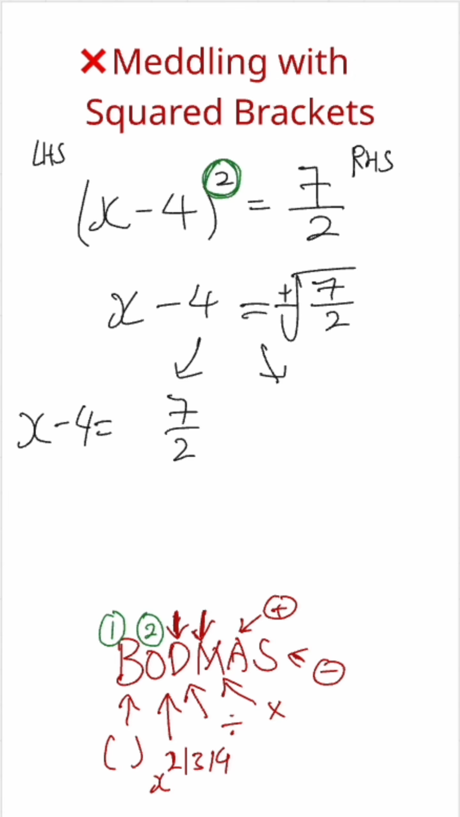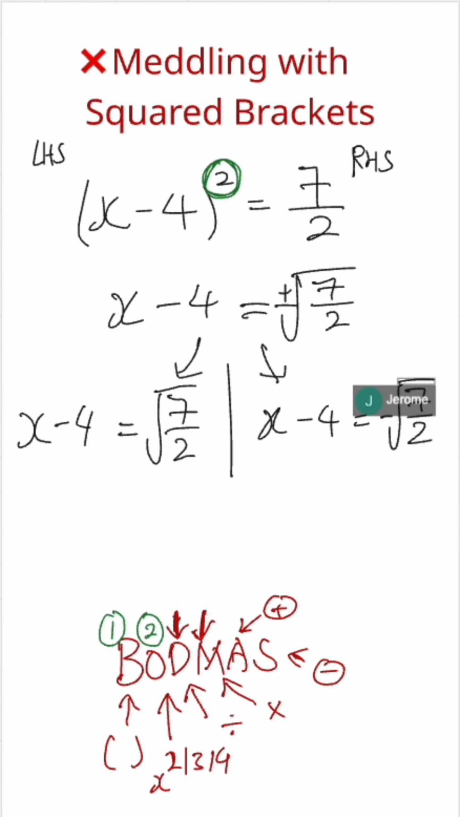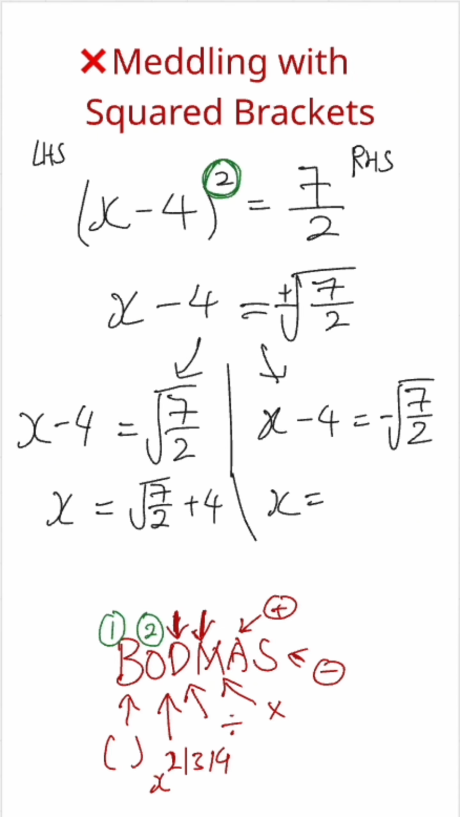The other one is x - 4 equals negative square root of 7/2. So this is the square root and this is the negative square root. Afterwards the answer would be x equals 4 plus square root of 7/2. This is the first answer. And the second answer would be x equals 4 minus square root of 7/2.